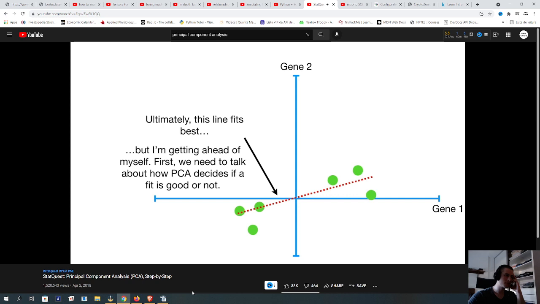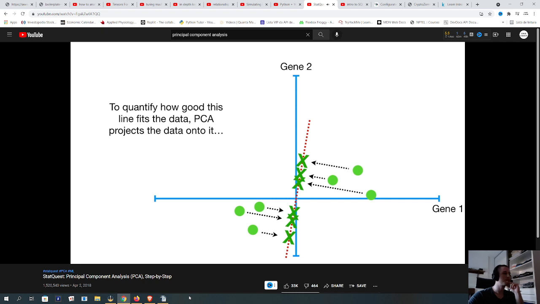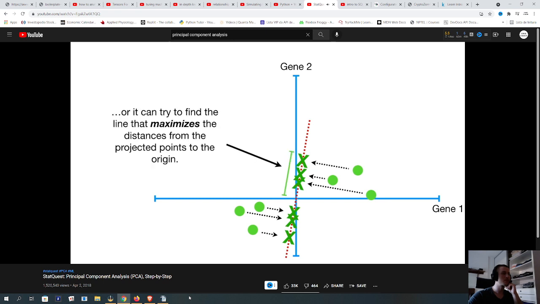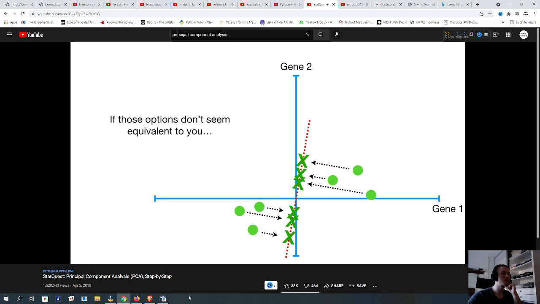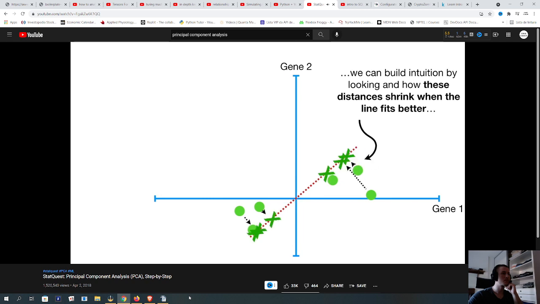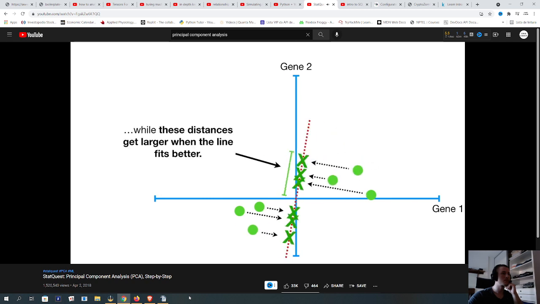First, we need to talk about how PCA decides if a fit is good or not. So let's go back to the original, random line that goes through the origin. To quantify how good this line fits the data, PCA projects the data onto it. And then it can either measure the distances from the data to the line and try to find a line that minimizes those distances, or it can try to find a line that maximizes the distances from the projected points to the origin. If those options don't seem equivalent to you, we can build intuition by looking at how these distances shrink when the line fits better, while these distances get larger when the line fits better.